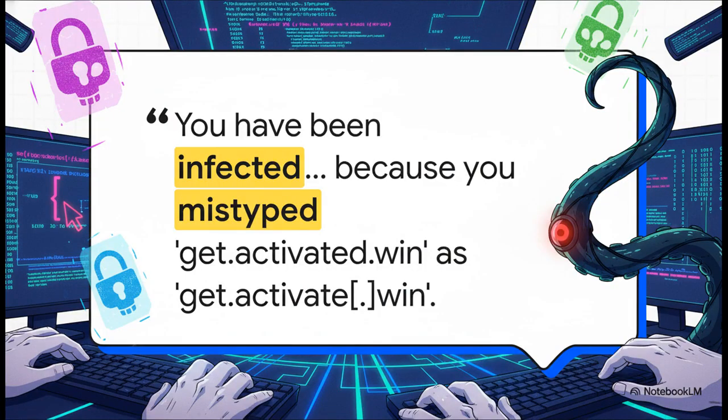So imagine you're just on your computer and this message pops up out of nowhere. "You have been infected because you mistyped. Reinstall Windows and don't make the same mistake next time." Whoa. It's kind of creepy, right? It's specific, a bit of a taunt, but it's also weirdly helpful. This is the message that kicked off this whole crazy story, and it left everyone asking one big question.